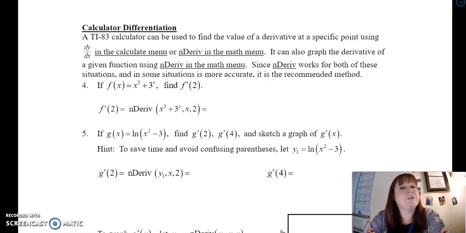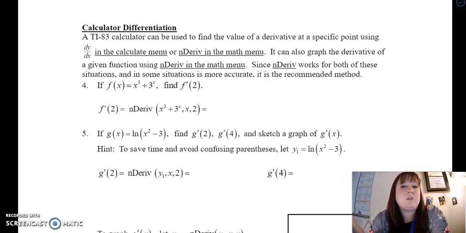Did you know you can use your calculator to find the derivative? What? Okay, this isn't one of those times where you're like, what, we've been doing it the long way and I can just use my calculator every time? No, it's not like that. It's not like you can just use your calculator all the time to find the derivative.